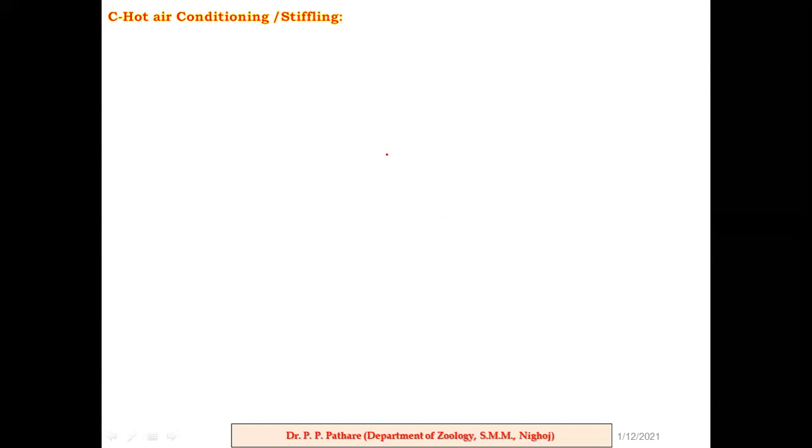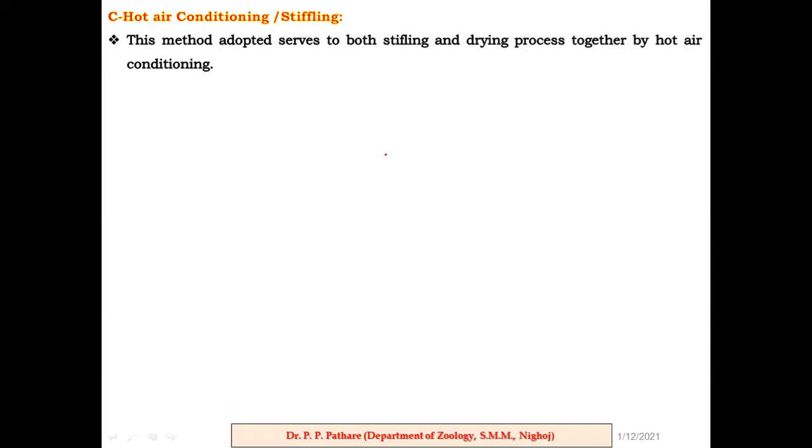Next one, that is very important: hot air conditioning or stippling. This method is a very advanced method of cocoon drying. It is actually a combination of drying and stippling of cocoon. Hot air conditioning is adapted to do both, that is stippling and drying the cocoon, together in one machinery or in one time process. So let us start to study hot air conditioning.